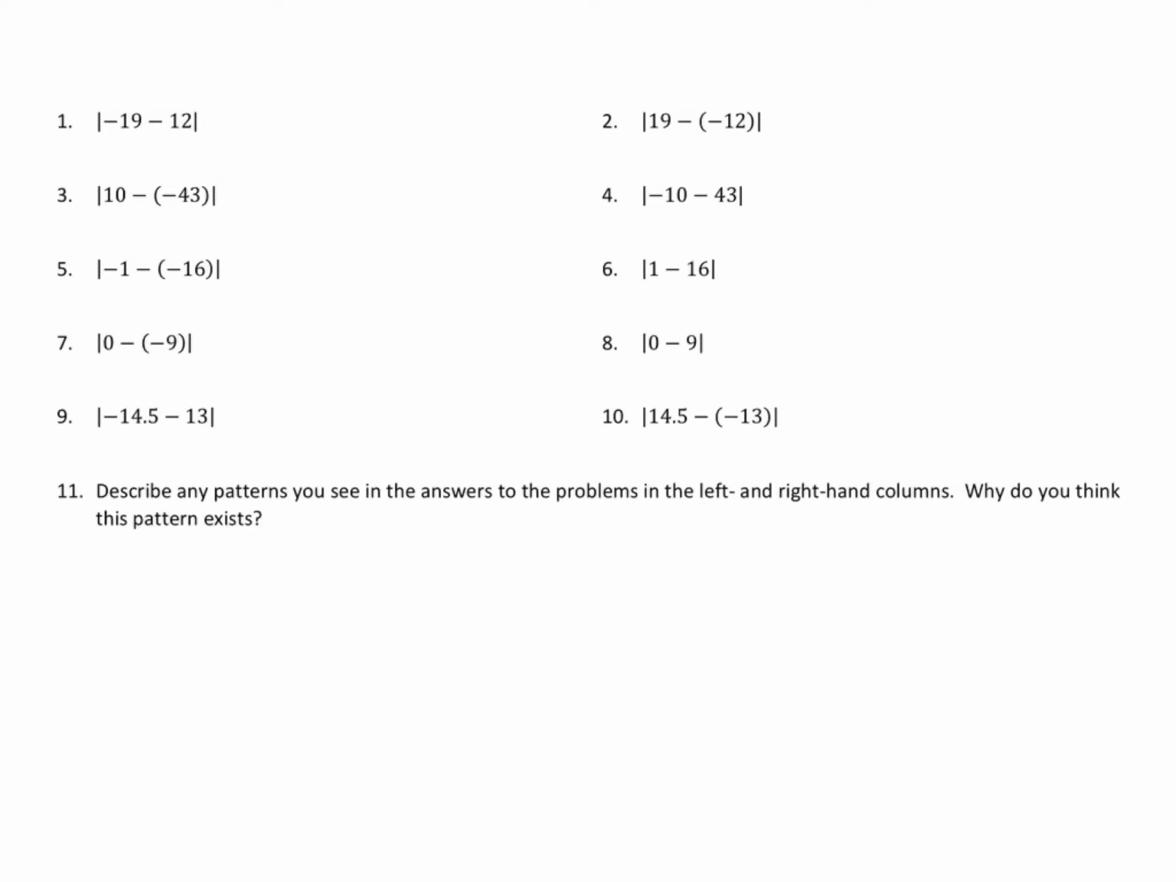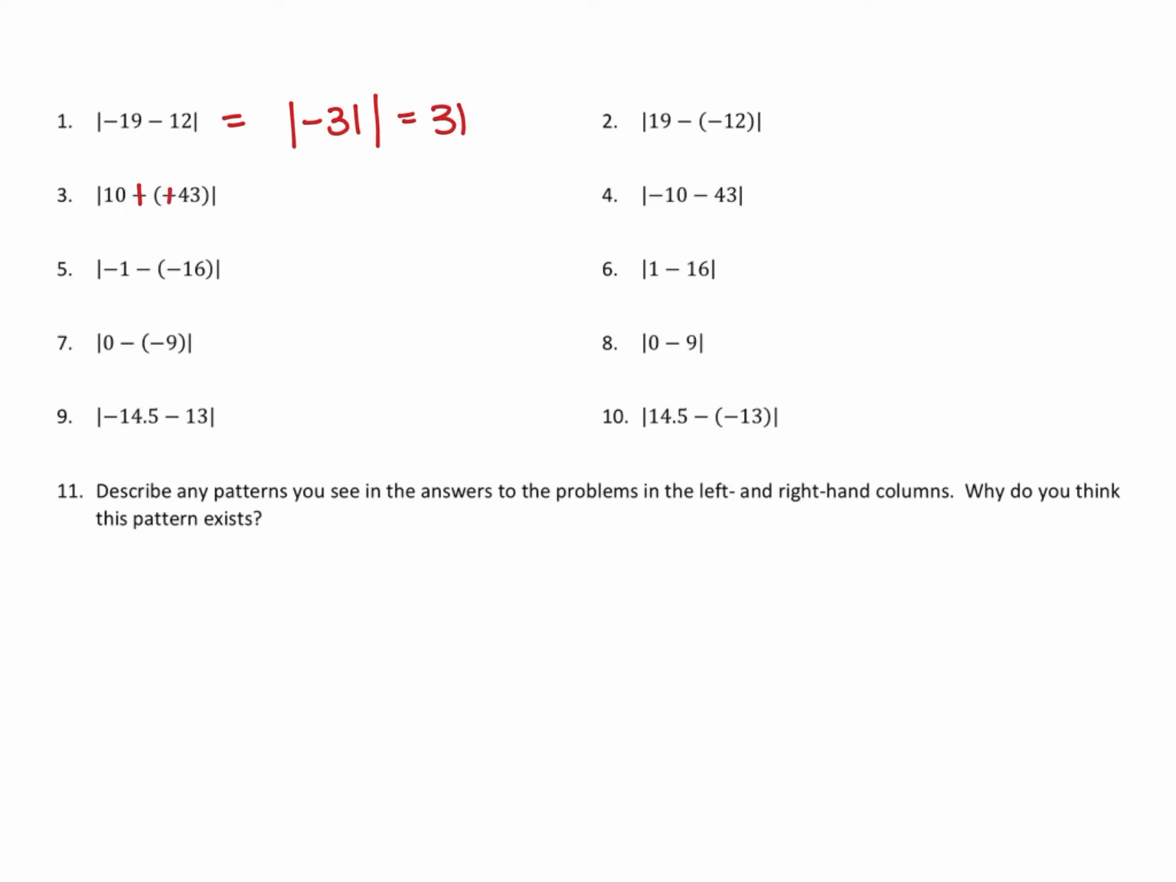Here I have negative 19 minus 12. You can also change it to negative 19 plus a negative 12 if you want to use the leave, change method. And that would give you negative 31. But since it's in absolute value bars, our answer should always be a positive number.